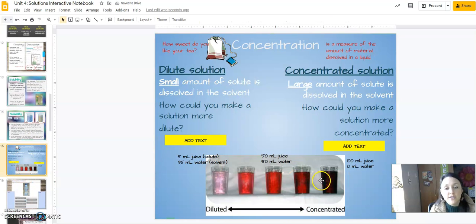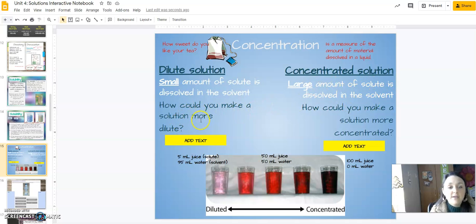Now let's talk about concentration. Being concentrated is something that's very simple. The more concentrated something is, the more material we have dissolved in our liquid. Some people like their tea really, really sweet, and some people like it kind of watered down. Our darker teas are going to be sweeter, where we have more sugar, more tea dissolved, it's more concentrated. Our lighter ones are the ones that are more diluted or watered down. Dilute solutions have very little solute. A dilute Kool-Aid would have a very small amount of Kool-Aid powder. A very concentrated solution would have a large amount of Kool-Aid powder, a large amount of solute dissolved in solvent.